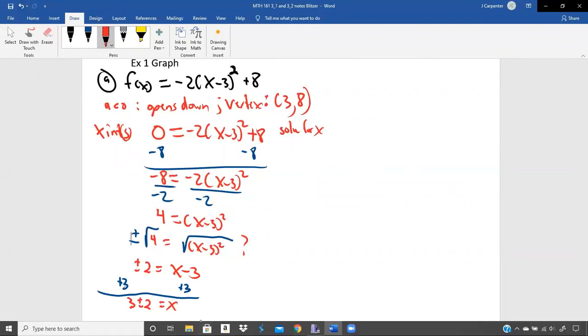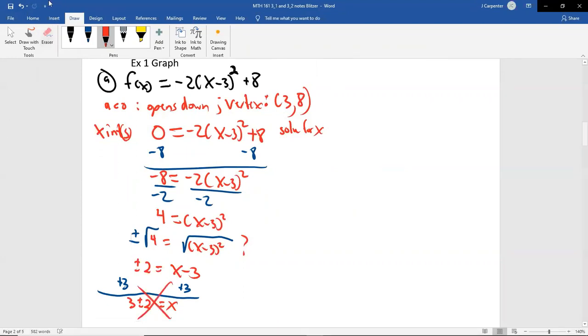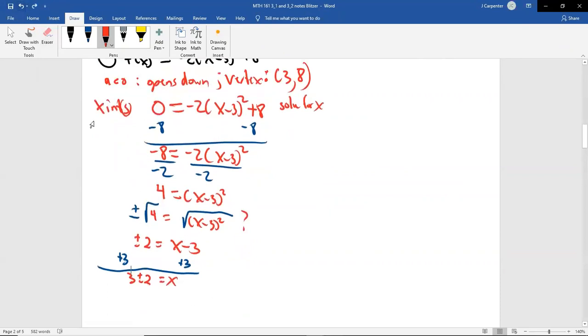Do not stop here. This is not a valid answer because you can actually do the plus and the minus. Also, we're trying to find intercepts, so we need to label coordinate pairs as our answer. Because this isn't 3 plus square root of 2 or 3 plus 2i, you can add and subtract 2. 3 plus 2 is 5. 3 minus 2 is 1. So that tells us x equals 1 and 5.